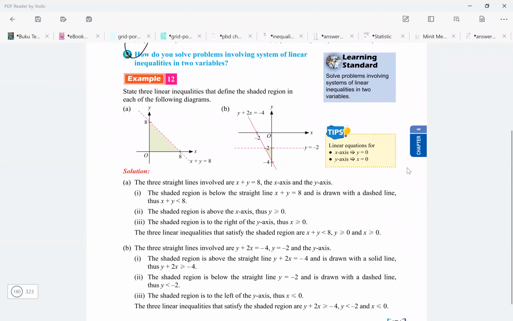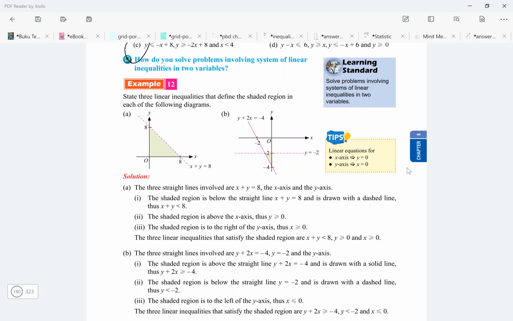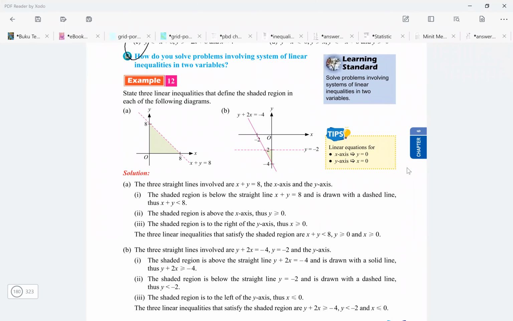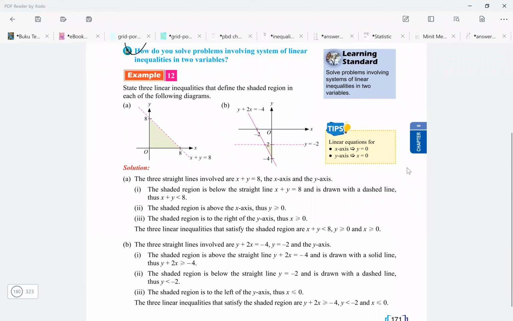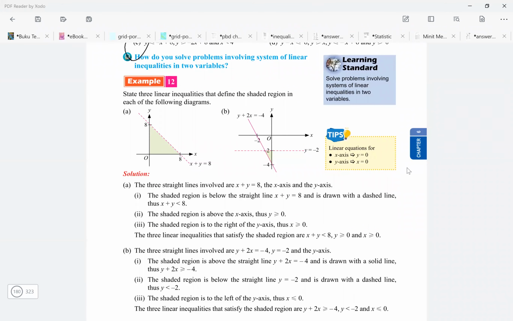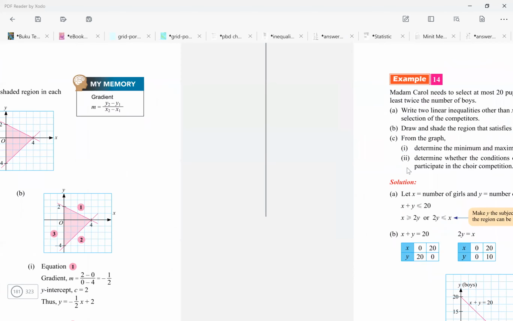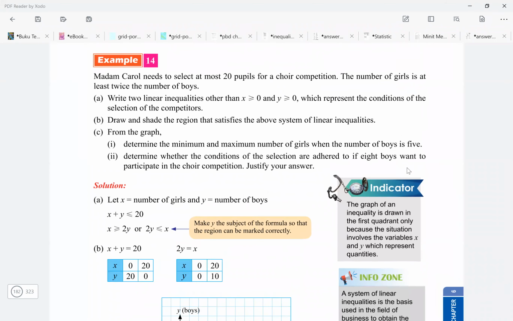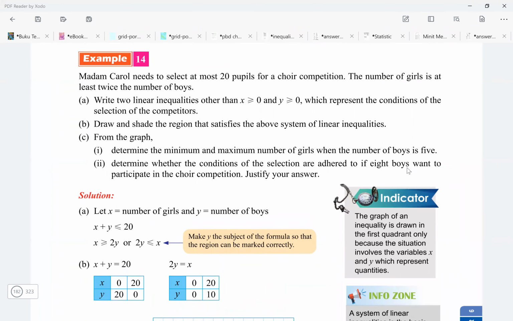The learning standard for today is solve problems involving systems of linear inequalities in two variables. For this one, you might need graph paper, especially for the question that you will answer later. I will go straight to example 14. All right, so let's look at example 14.